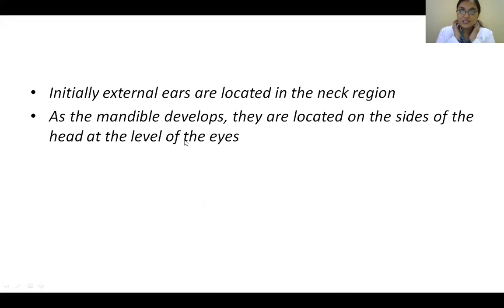So initially, this is the arch position, the second arch, the first arch. The ears were more in the neck region, but because of the growth of the mandible, they've gone up to the level of the eye.